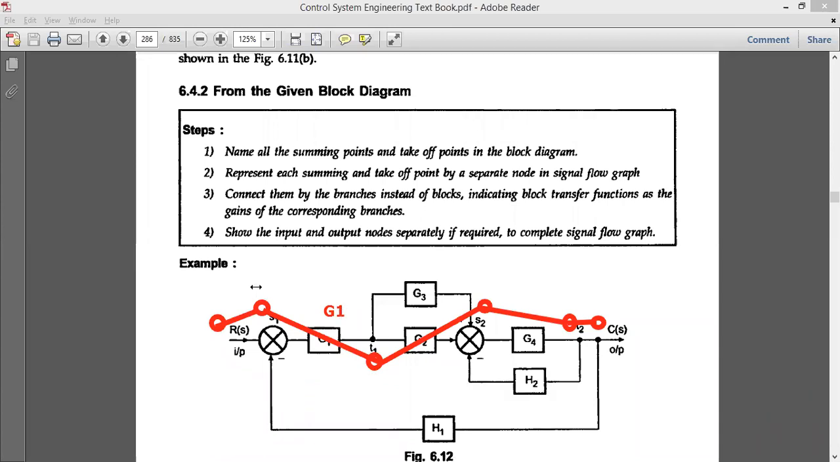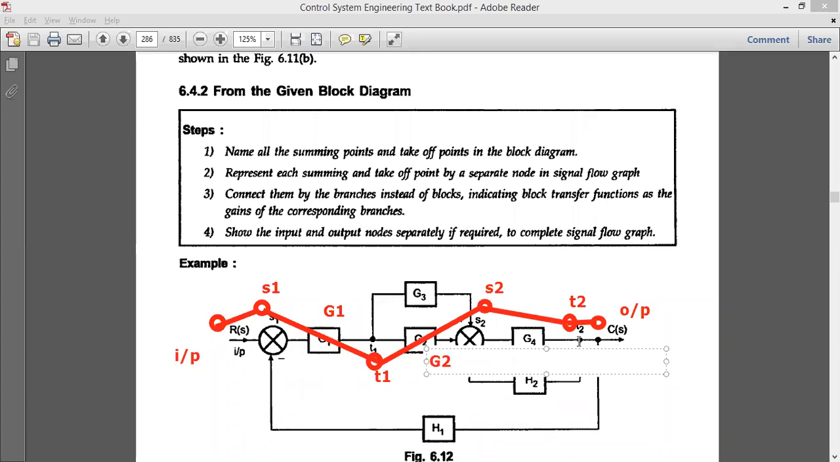This point was with respect to S1, and this point was with respect to T1. This summing point is represented by S2, and this was represented by T2. The last point is nothing but your output, and this one is nothing but your input. So first label, second draw the nodes, third go for representation. Here it was the G1 block, so simply write G1 in between the two nodes. Here I have G2, so write simply G2.